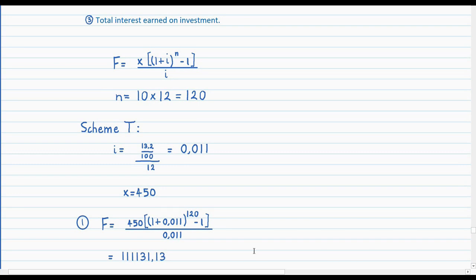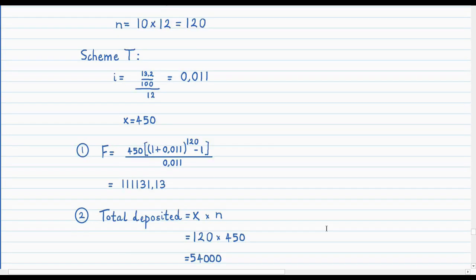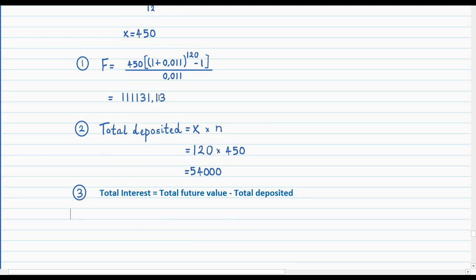Then the total deposited would be monthly installment of 450 times n, which is 120, giving it as 54,000. And total interest earned would be total future value minus total deposited, meaning this minus this, which gives it as 57,131 Rand and 13 cents. Then you just repeat the calculation for the other 3 schemes.